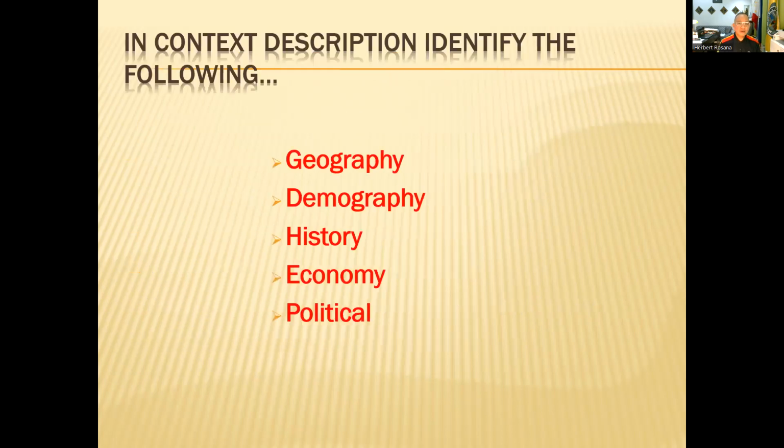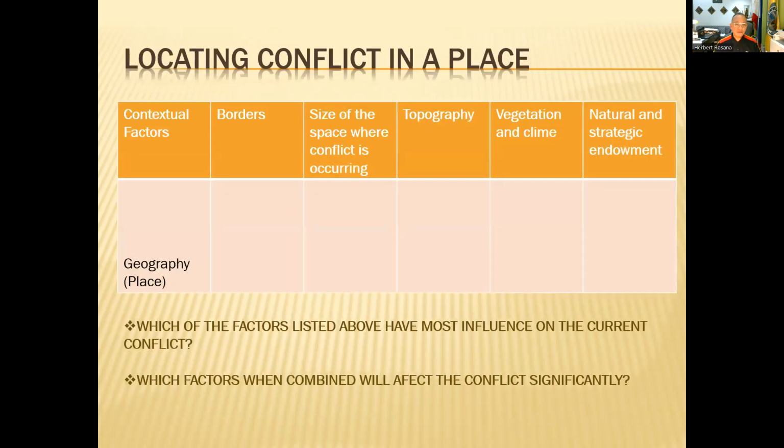Okay. Now, in context description, identify the following. We have to identify the geography, the demography, the history, the economy, and political situation of that country. Ma-encounter ninyo ito later on when you will be assigned to do your own case study. You have to understand the geography of the country. You have to understand the demography, the population, then their history, their economy, and the political systems that they have. Then, locating the conflict in a place.